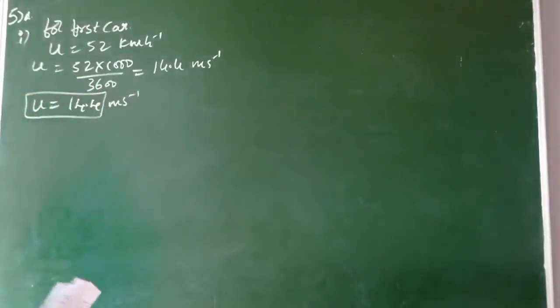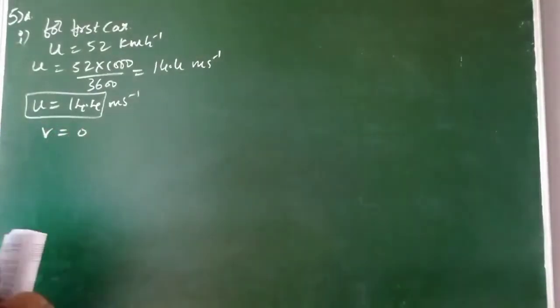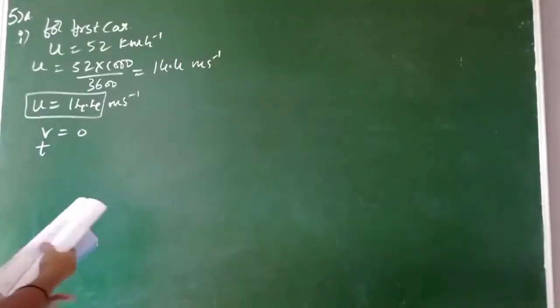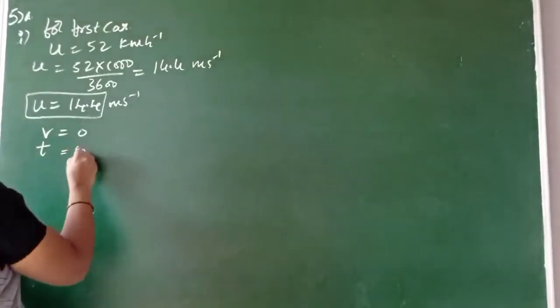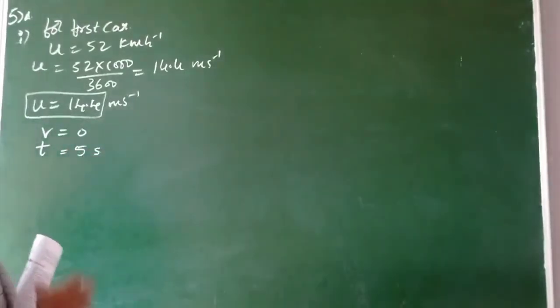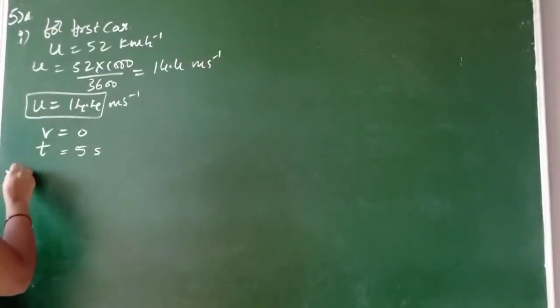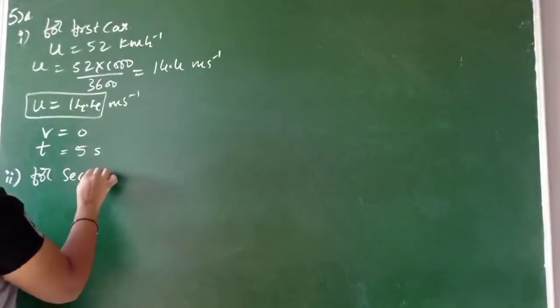Isn't it? And he applies the brakes. Then its final velocity will be what? 0, children. In how much time? That is in 5 seconds. He'll take 5 seconds for this. This is the details of the first car. Similarly, do the same for the second car.